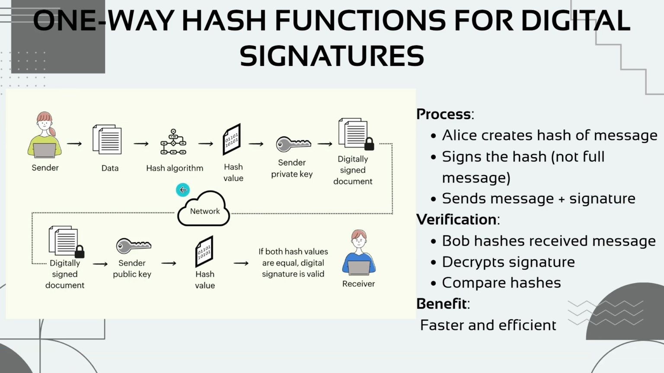One-way hash function for digital signature. As for the process, Alice creates a hash of the message, signs the hash, not the full message, and sends the message plus signature. For verification, Bob does it. Bob receives the message, then decrypts the signature, then compares hashes. The benefit is that it is faster and more efficient because it is one way.